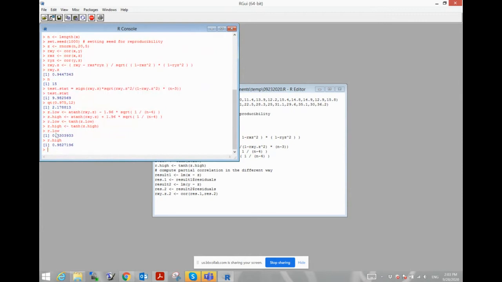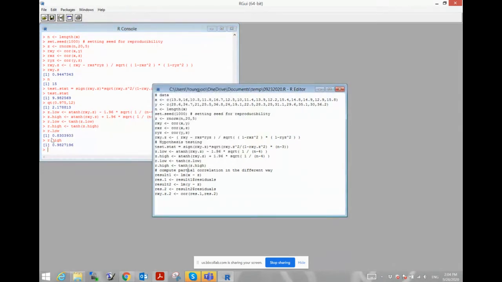You can see that with 95% confidence, the population partial correlation is between 0.83 and 0.98. And this interval does not contain zero, so we can also conclude that the partial correlation is significantly different from zero.